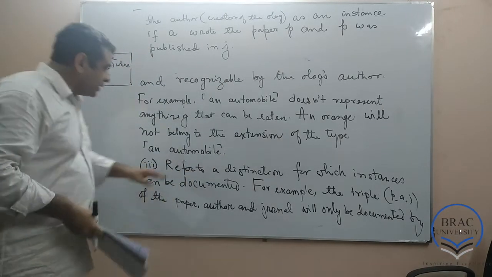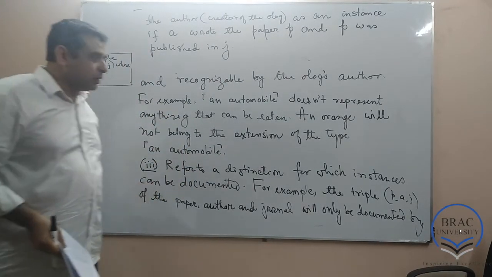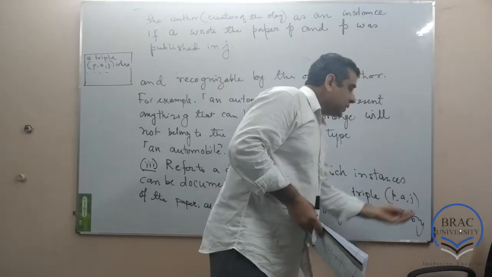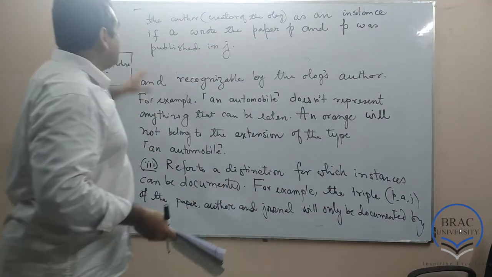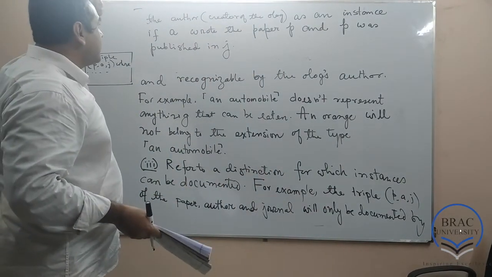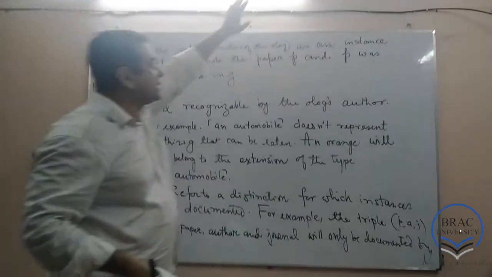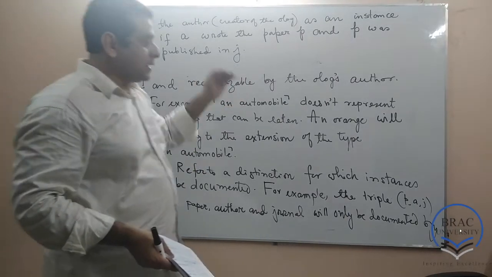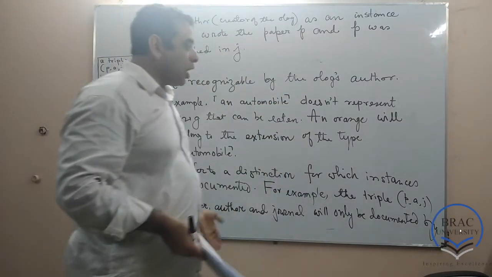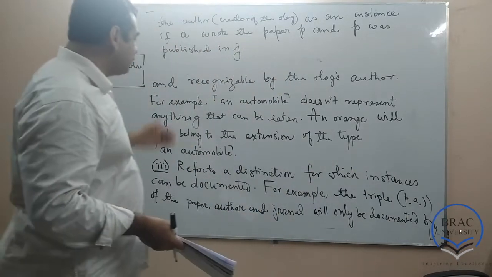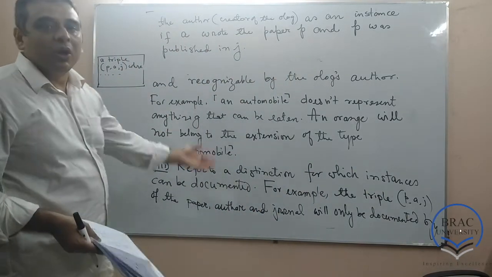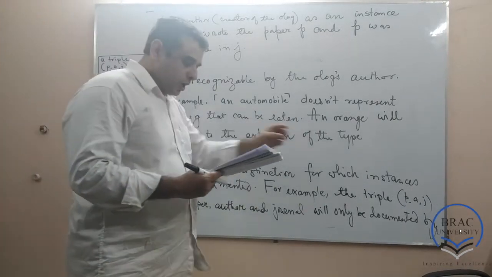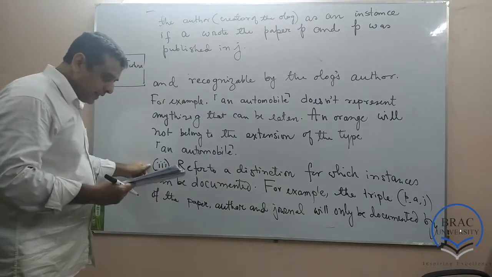Okay, so the creator of this Olog will document this triple P, A, J once he finds out that P is a paper written by the author A and the paper got published in journal J. It's only then the author of the Olog will document this triple as an instance of the type that we are considering. Okay, so third point is complete.